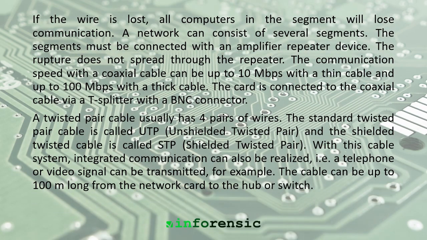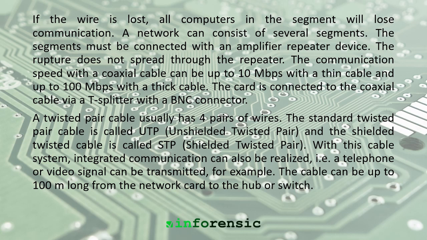If the wire is lost, all computers in the segment will lose communication. A network can consist of several segments. The segments must be connected with an amplifier device, a repeater. The rupture does not spread through the repeater. The communication speed with a coaxial cable can be up to 10 megabits per second with a thin cable and up to 100 megabits per second with a thick cable. The card is connected to the coaxial cable via a T-splitter with a BNC connector.